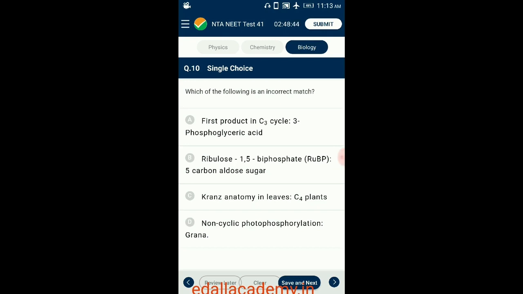Question number 10. Which of these is an incorrect match? Ribulose 1,5 bisphosphate, generally called RuBP, is a 5 carbon ketone sugar. So that is given as a 5 carbon aldose sugar. So option B is incorrectly given. So the answer for this question is option B.